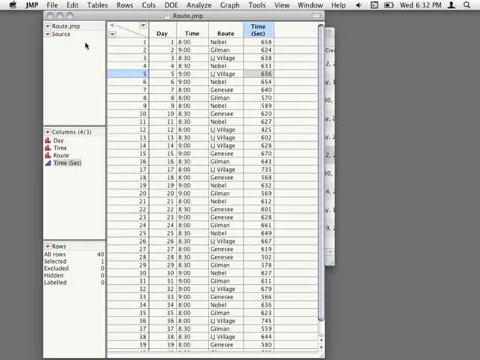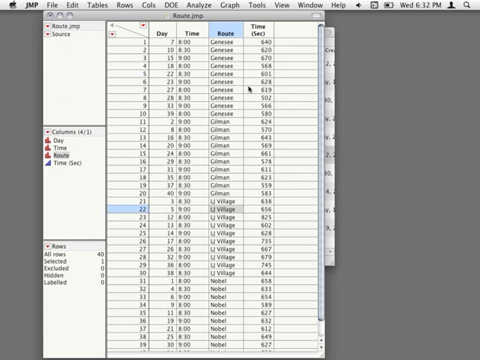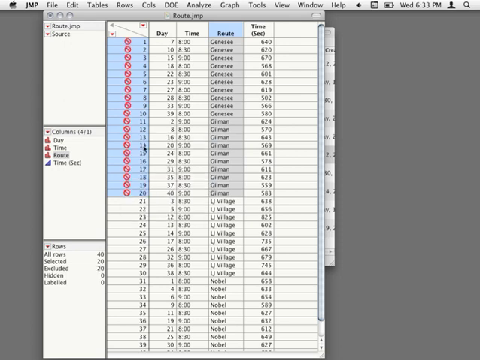To do that, a simple way, let's just right-click on the route column and do sort. And what we're going to do is just exclude the cases that have to do with Genesee and Gilman. So if we start at the top, click 1, hold down Shift, and click down to 20. We can then right-click on those cells and select Exclude. And what that'll do for us is just exclude them from any analysis. It won't delete them out of our data set, but they won't be considered for pretty much anything we do.